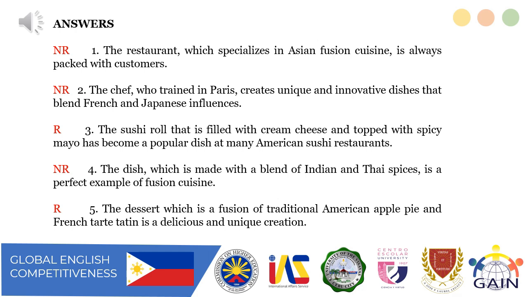Number 5, the dessert, which is a fusion of traditional American apple pie and French tarte tatin, is a delicious and unique creation. The clause, which is a fusion of traditional American apple pie and French tarte tatin, is an example of a restrictive relative clause. It is restrictive because it provides essential information to the noun dessert. I hope you were able to get all the answers correctly.